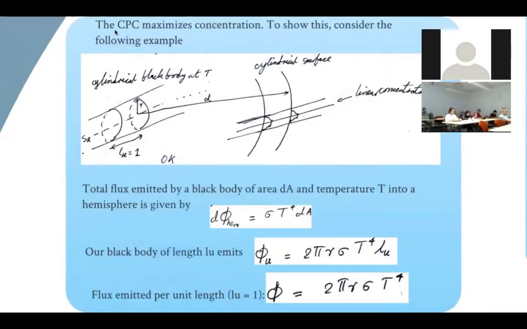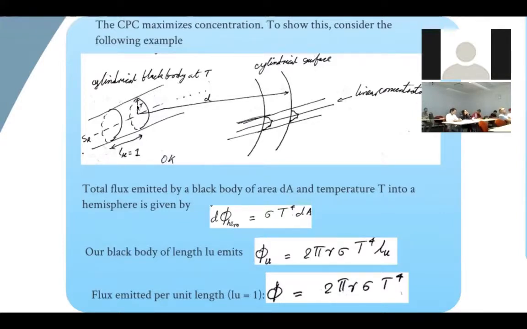So we mentioned the CPC maximizes concentration. So that's what we want to show. To show this, let's consider a very simple example. Let's imagine there's a cylindrical black body, which is shown here. It's a cylinder, infinitely long. It's at a temperature T, and let's say it's sitting in vacuum of space at 0 Kelvin. Of course, this is one-dimensional, so we can consider, first of all, a unit length of the cylinder. Let's call it Lu equal to 1.